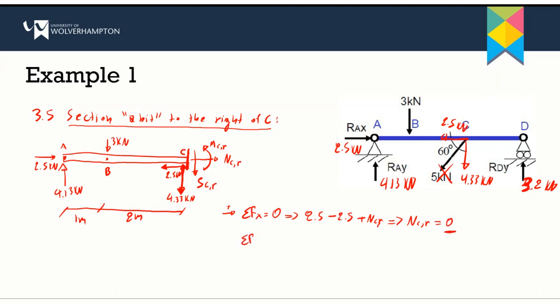The sum of forces in y direction has to be equal to zero. So I've got negative 4.13 because it points upwards. And I said that I will take as positive the ones that point downwards. Plus 3 because it points downwards. Plus 4.33 plus SCR. And they have to be equal to zero. So if I solve for SCR, I will see that SCR is negative 3.2 kilonewtons.